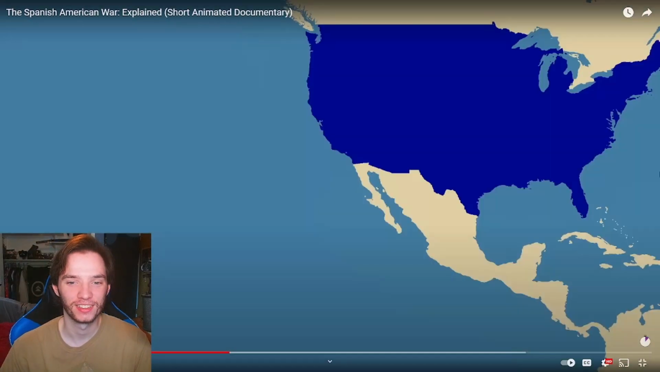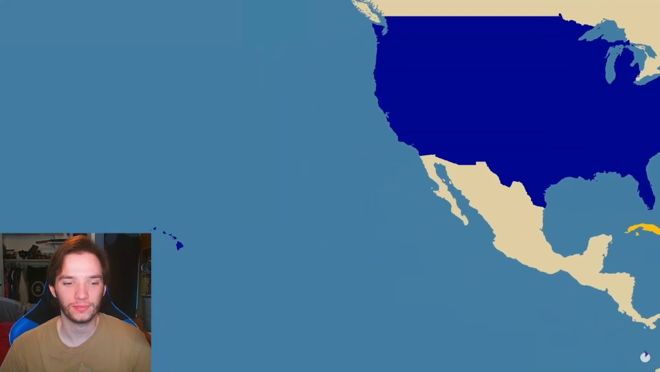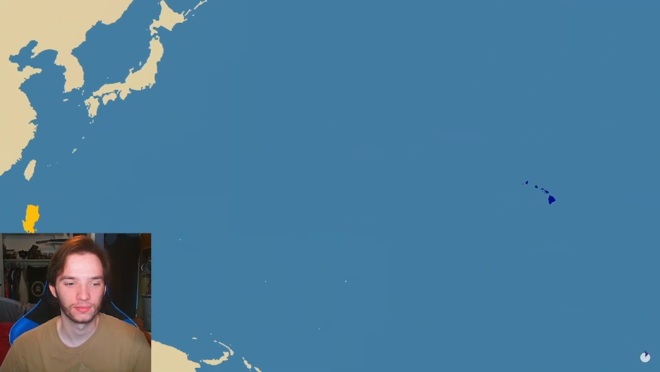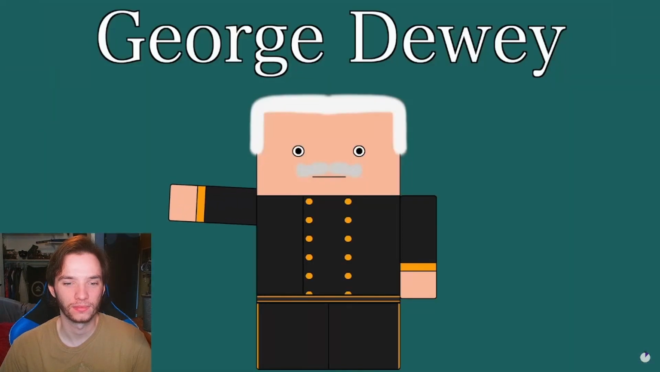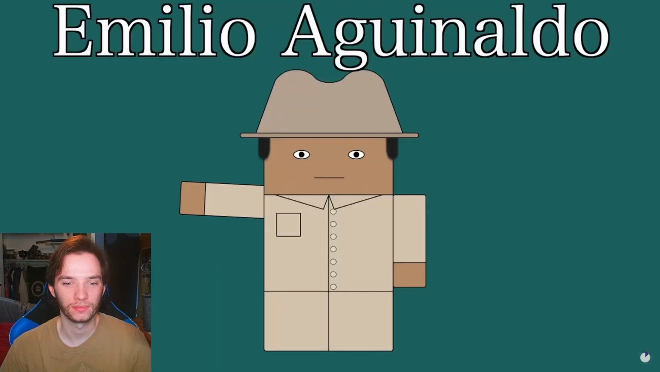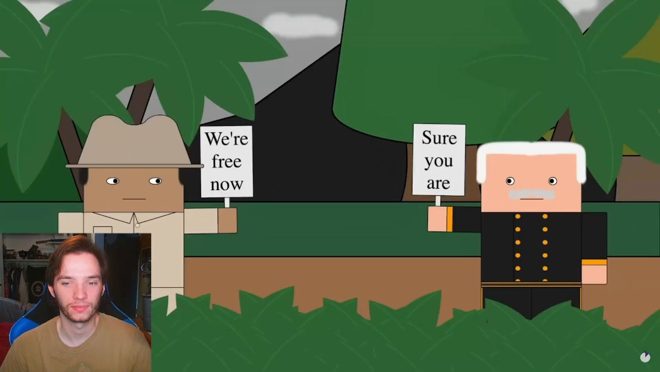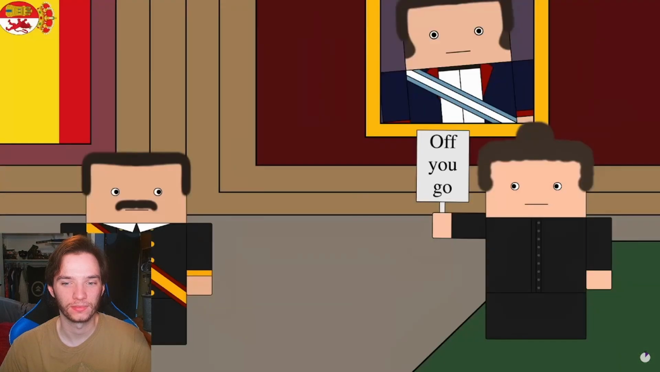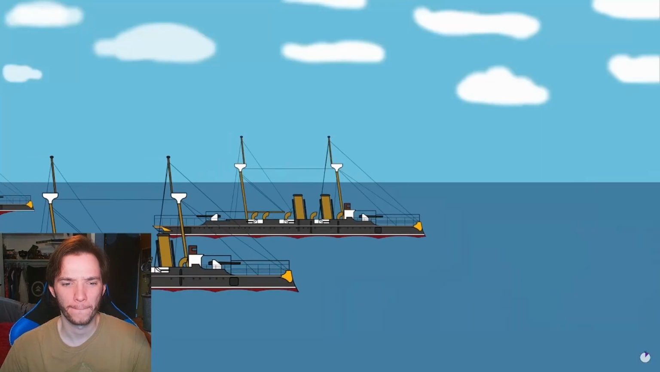The war on two fronts, one in the south in Cuba and one in the east, or to the west technically, in the Philippines. This was where Commodore George Dewey decisively defeated the Spanish fleet there at the Battle of Manila Bay. The US Army then landed and brought over the exiled Filipino revolutionary Emilio Aguinaldo, who promptly declared Filipino independence. To bring the Philippines back into the fold, the Spanish launched a major fleet hoping to dislodge the Americans.